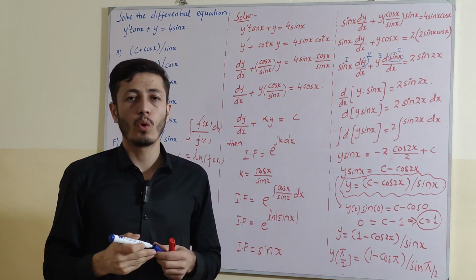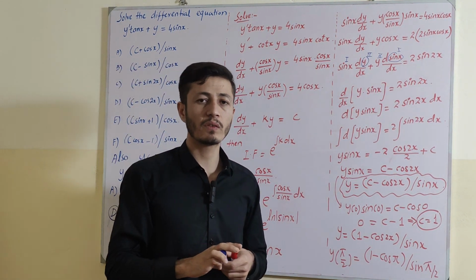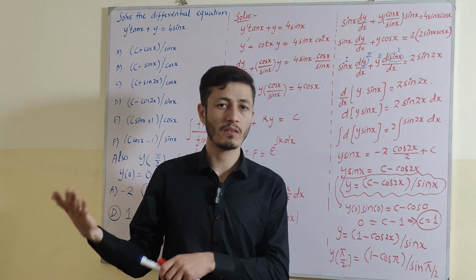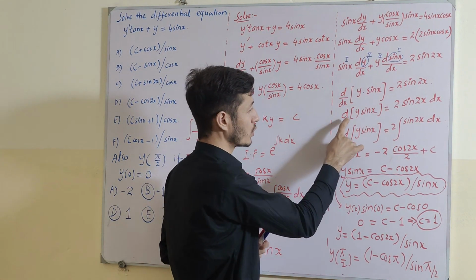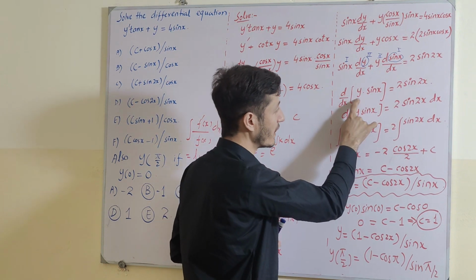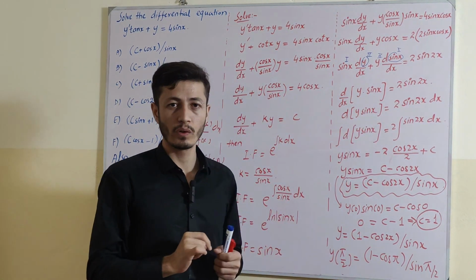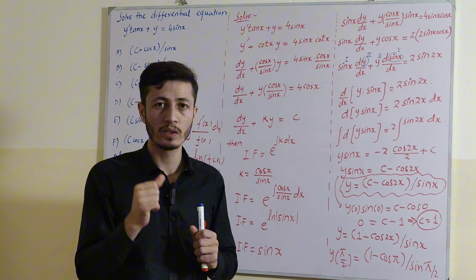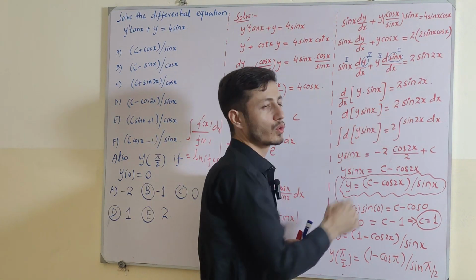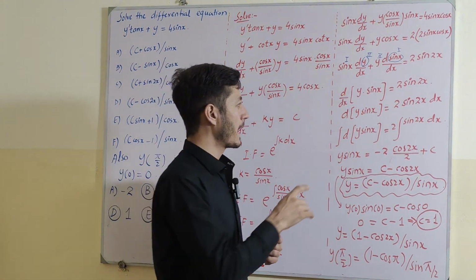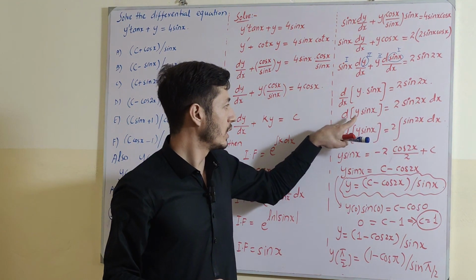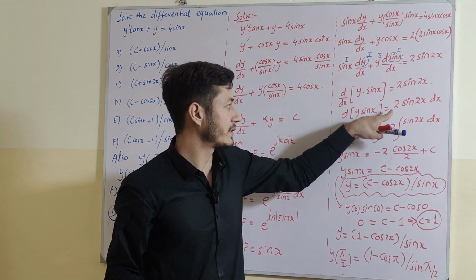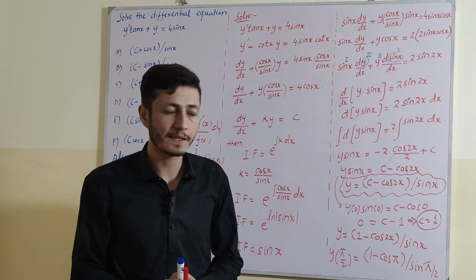So the product rule of the derivative, first derivative of second plus second derivative of first, can be written as the differential of the product. So d by dx of the product of first into second is equal to 2 sine of 2x as it is. Now the dx can be multiplied to the other side, so it becomes d of y sine of x is equal to 2 sine of 2x into dx.